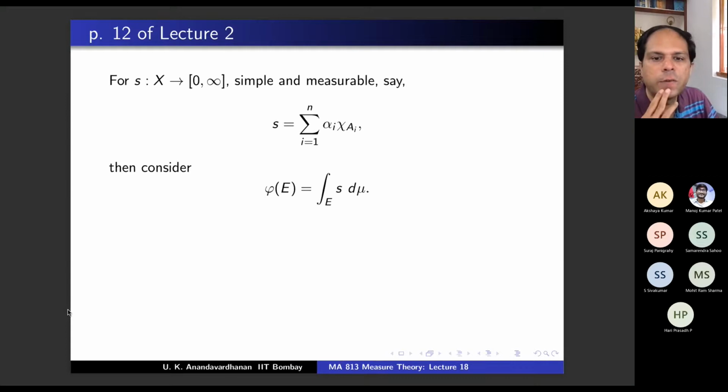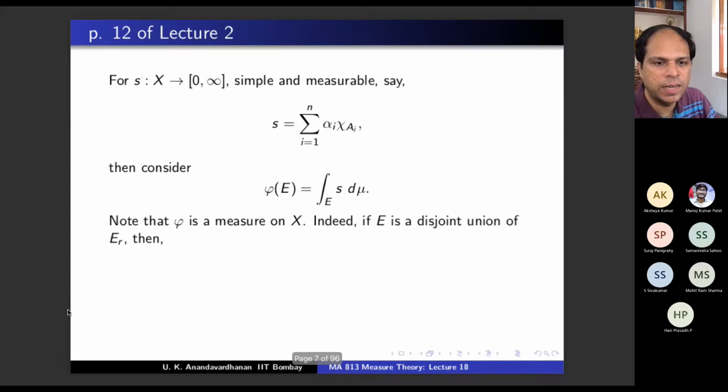And if we define phi of E to be the integral of s d mu over E, what was the result? Now you can guess the result. Not guess, I mean, you have done it long back. You can remember the result. It's a measure. Summation of alpha_i times the measure of A_i intersect E. Yeah, so you have to prove that it's countably additive, right? And that was easy because it's a simple function. So there's no theory required, right?